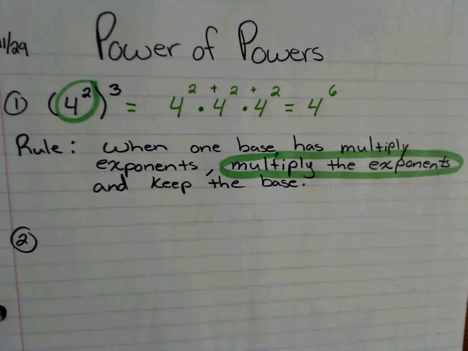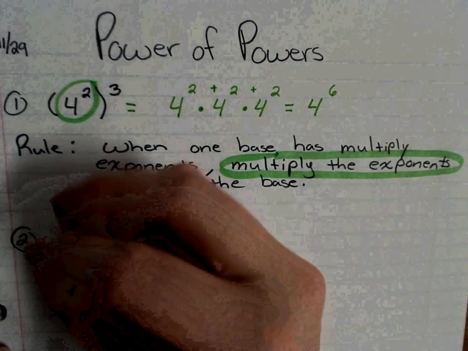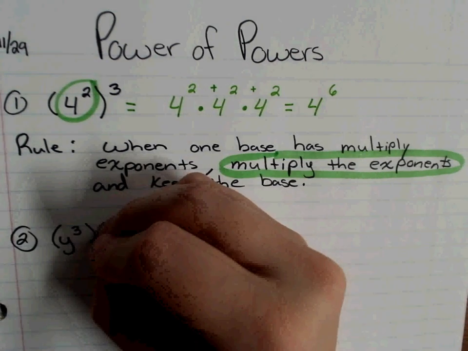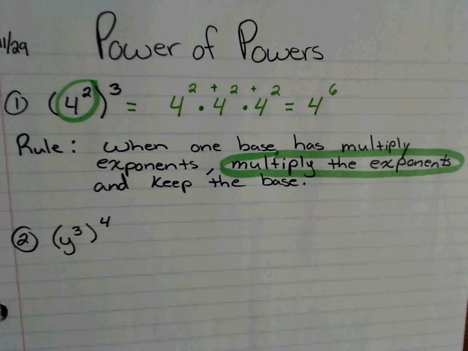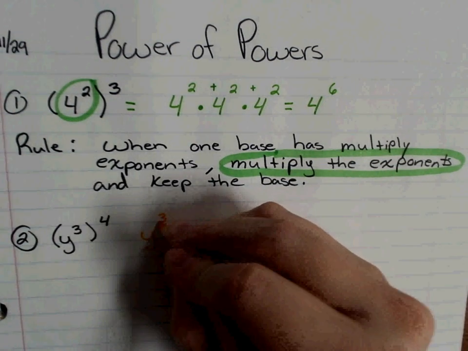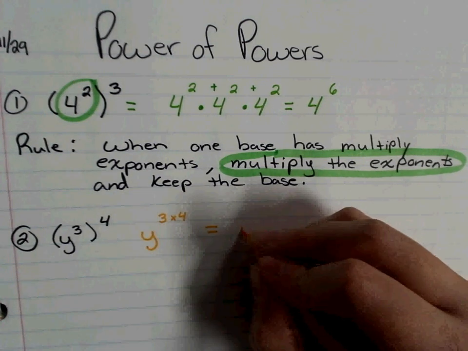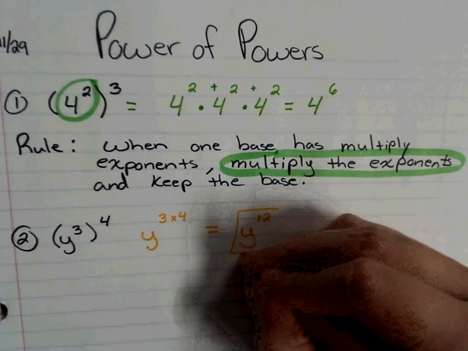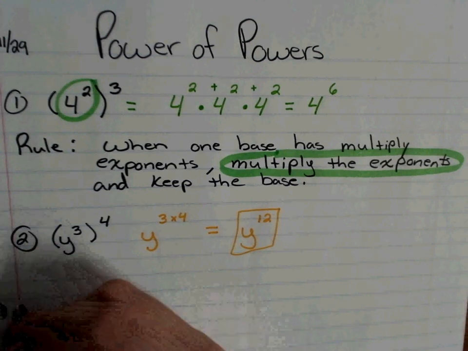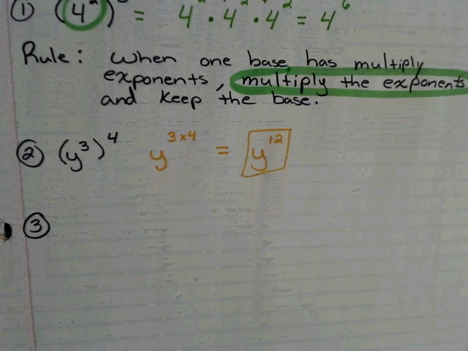So if we had a problem like y to the third to the fourth, what would that give us? Y to the 12th. So we're keeping the y just as it is, but we're taking those two exponents and multiplying them. It's 3 times 4, which gives us y to the 12th power. So I'm going to have you just do a couple of these on your own, because this is the easy part.